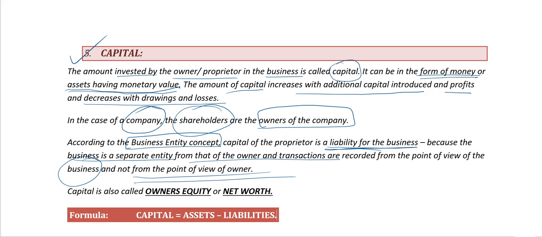Capital is also called owner's equity or net worth. That is another name for capital: owner's equity or net worth. Now the formula to get the capital is: capital equals assets minus liabilities.